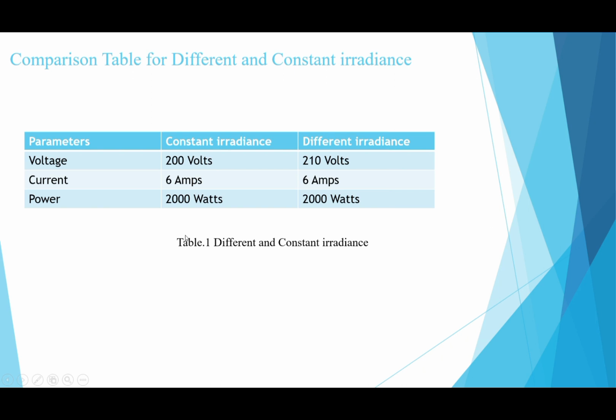Comparison table for different and constant irradiance. When comparing constant irradiance and different irradiance, the voltage, current and power are the same in both irradiance, except voltage, with a small difference.